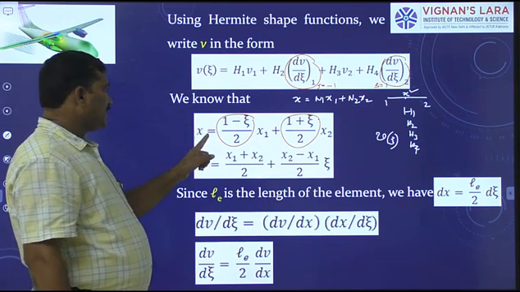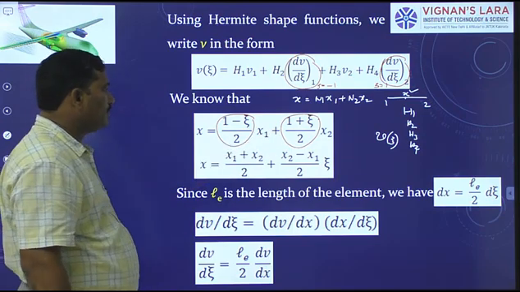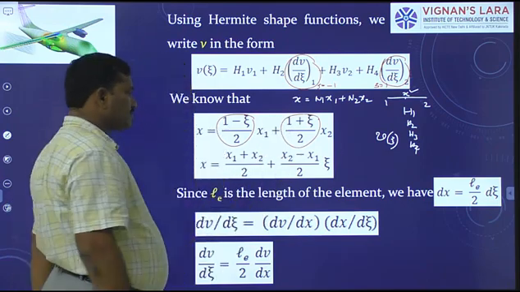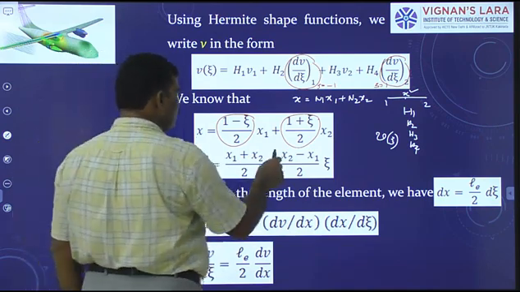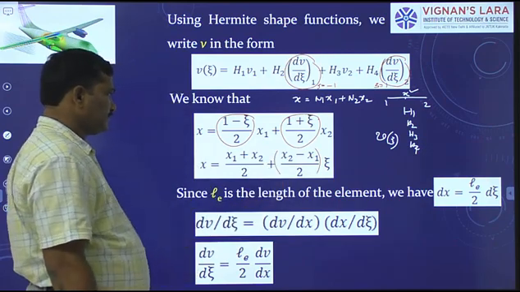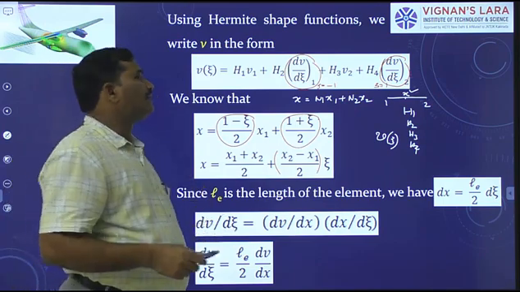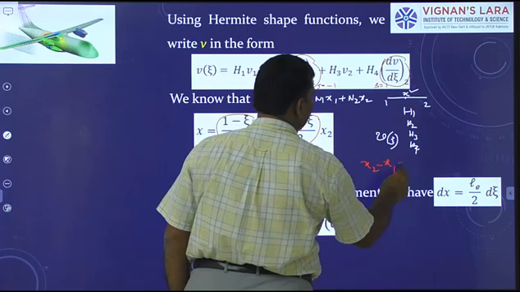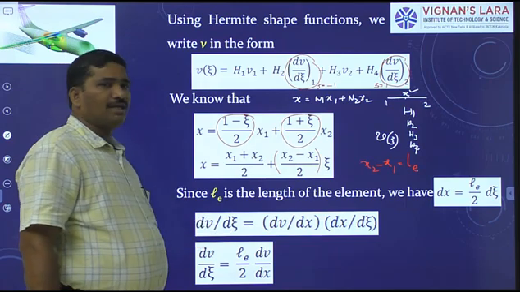Therefore, you get x equals 1 minus J by 2 into x1 plus 1 plus J by 2 into x2. Okay. Now you can rewrite this equation like this. X equals x1 plus x2 by 2 plus x2 minus x1 by 2 into J. Remember here, x2 minus x1 is simply the length of the element. x2 minus x1 here represents the length of the element, LE. Understand? LE is the length of the element.